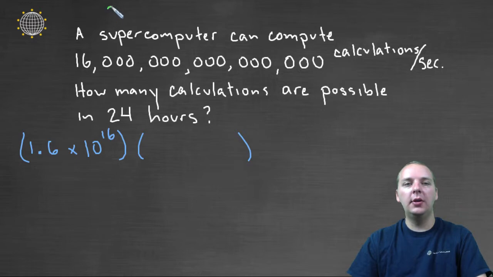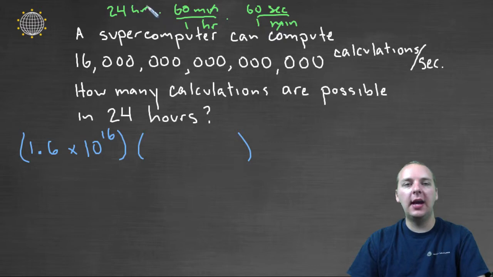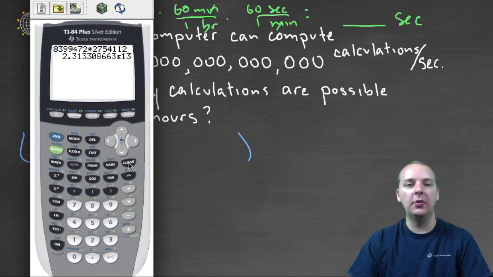We have 24 hours in one day, but then there are, let's see, 60 minutes in 1 hour, and there are 60 seconds in 1 minute. And so here we've got the minutes units canceling and the hours units canceling. So 24 hours would be equivalent to this many seconds. So let's take 24 times 60 times 60. We'll do this on our calculator real quick.